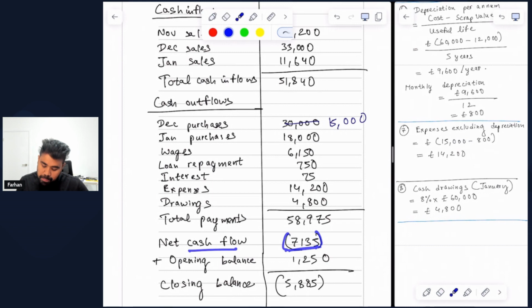Then you add the opening balance that we're given in point number 9 of £1,250, and you should end up with the closing balance, which is £5,885 negative, or in other words, it's still an outflow, or in other words, the business has no money in its bank account. In fact, this is an overdraft. So this is what we classify as an overdraft, the closing balance being negative at £5,885.